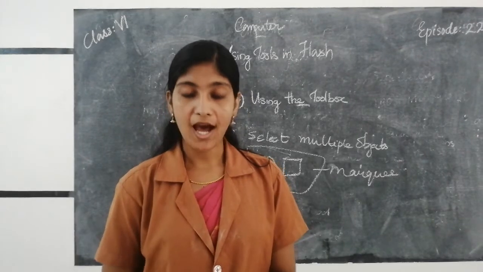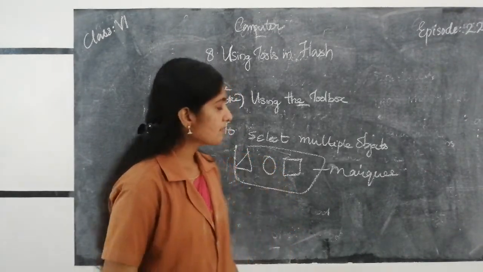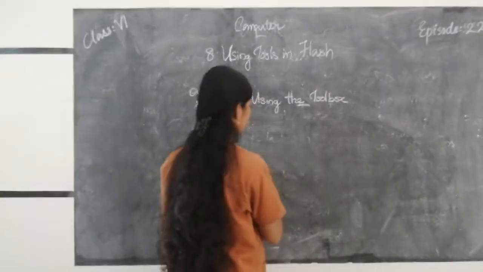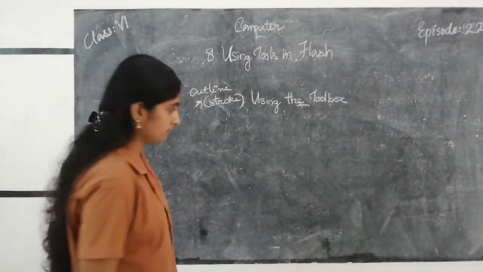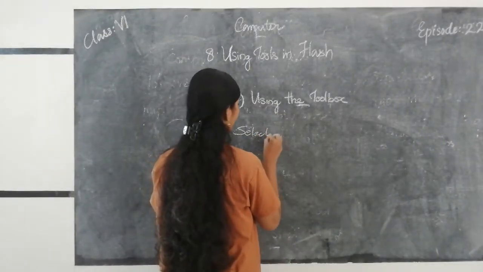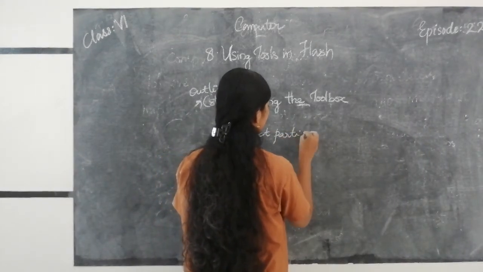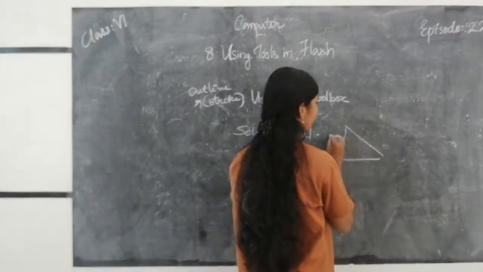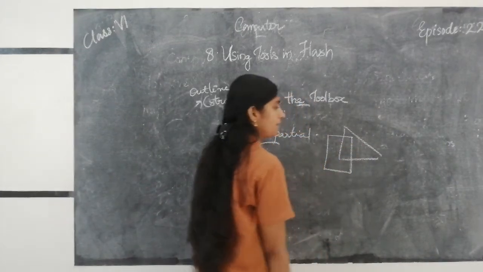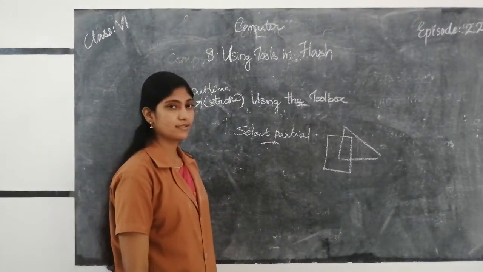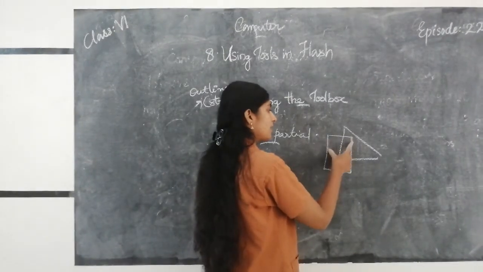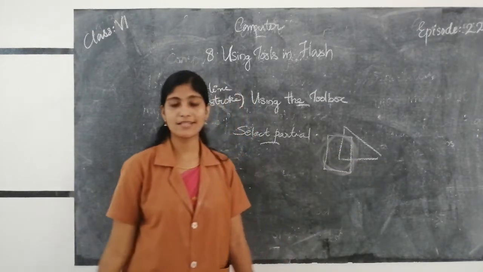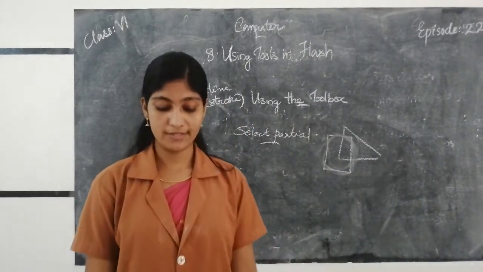Then moving to the next topic, how to select partial objects. It is similar to selecting multiple objects. For example, this is your content, and if you want to select a small area from this object, just drag a marquee selection over this area. So this whole area will be selected, and you can select the content partially. So this is the way to do selections.